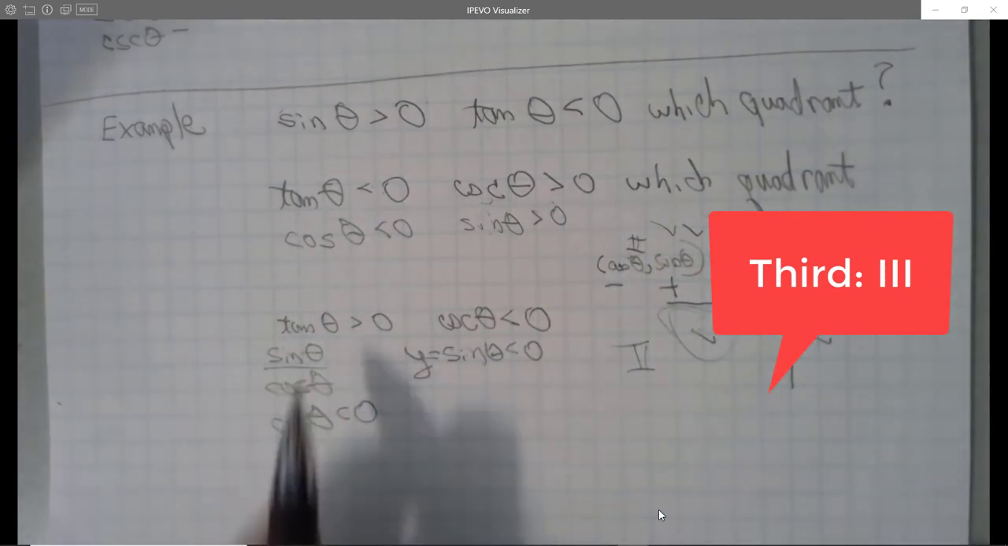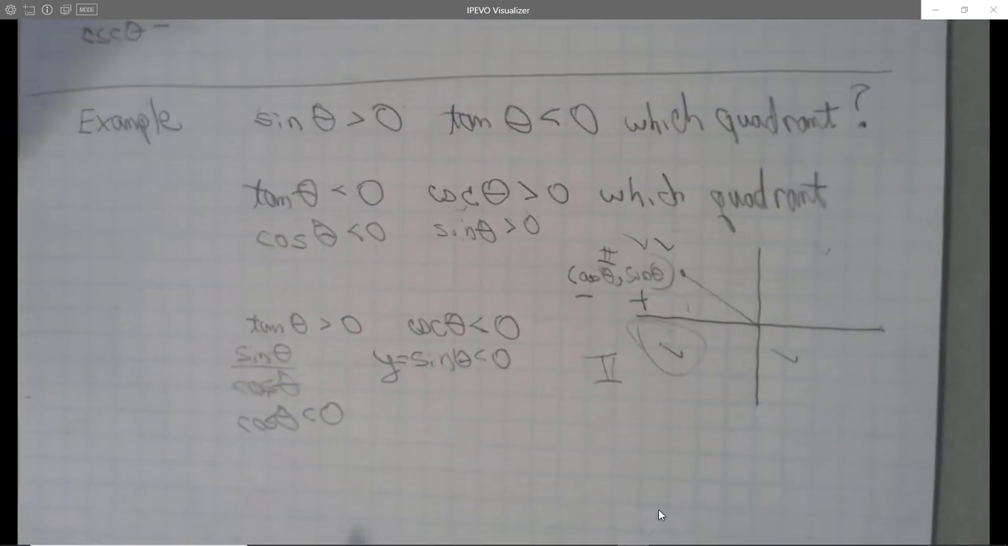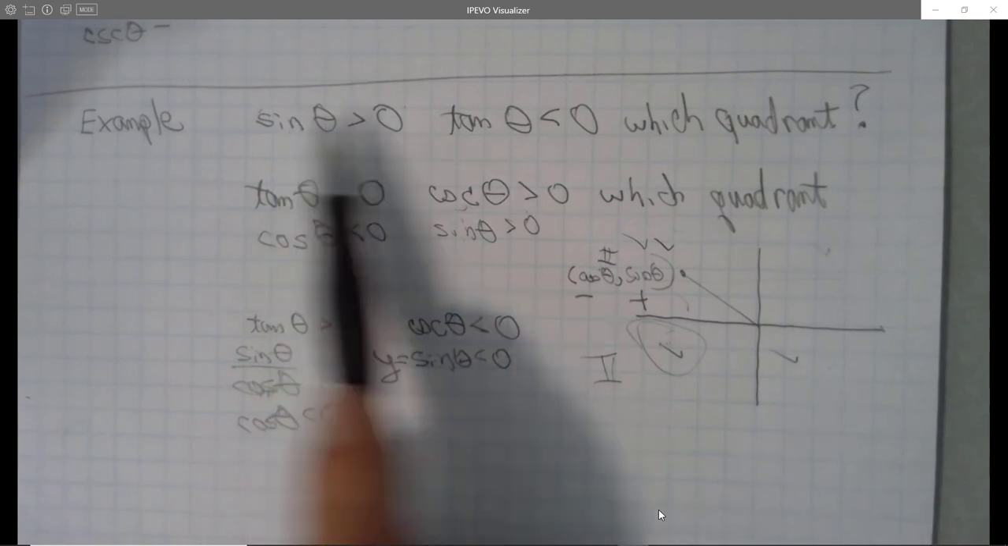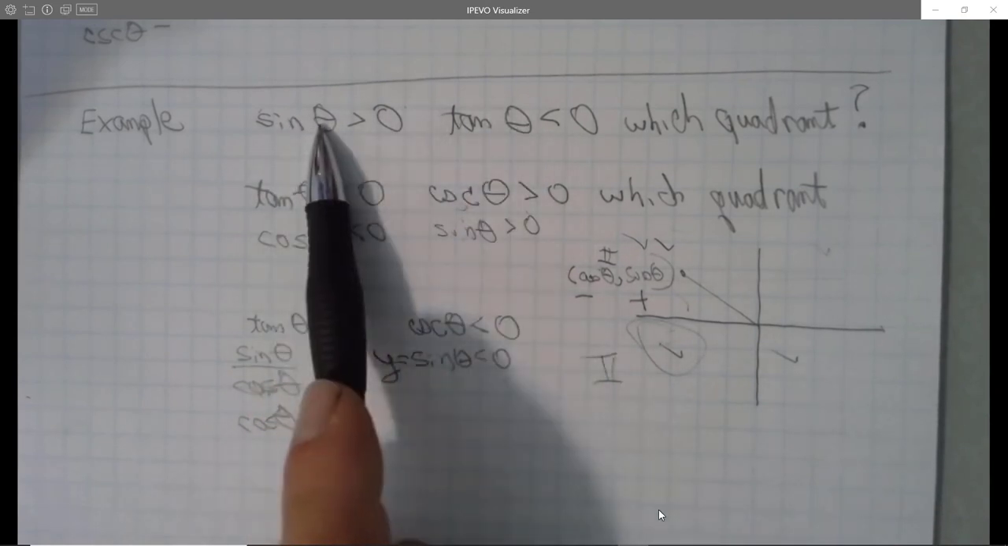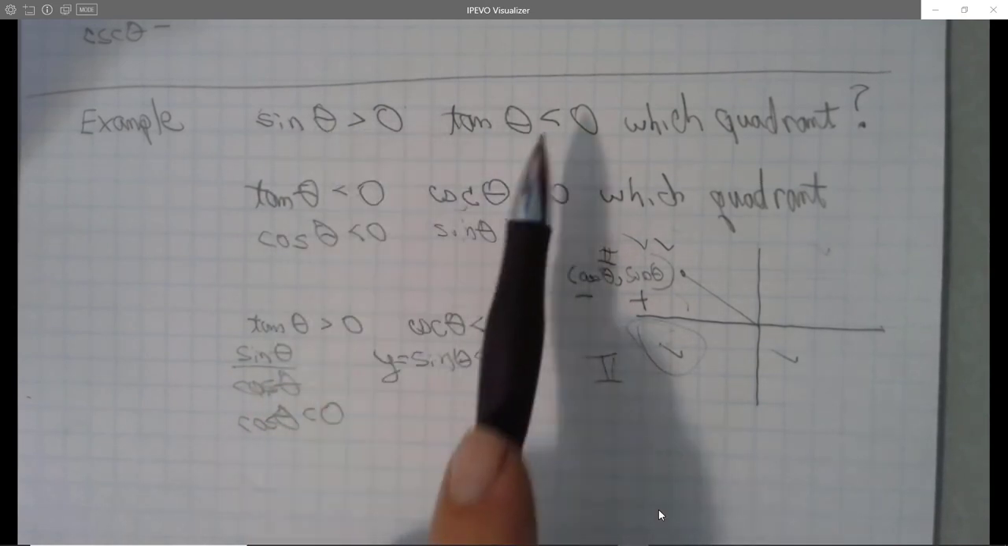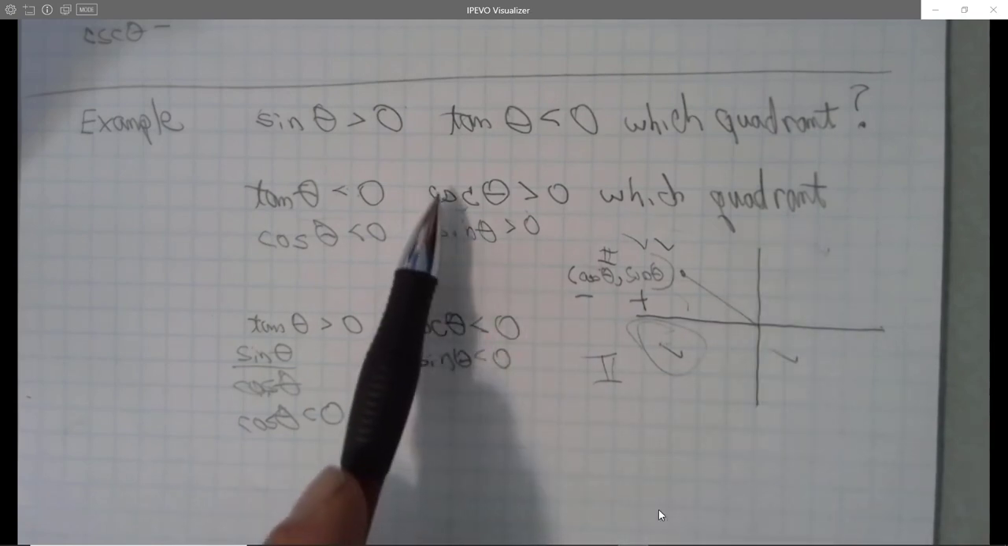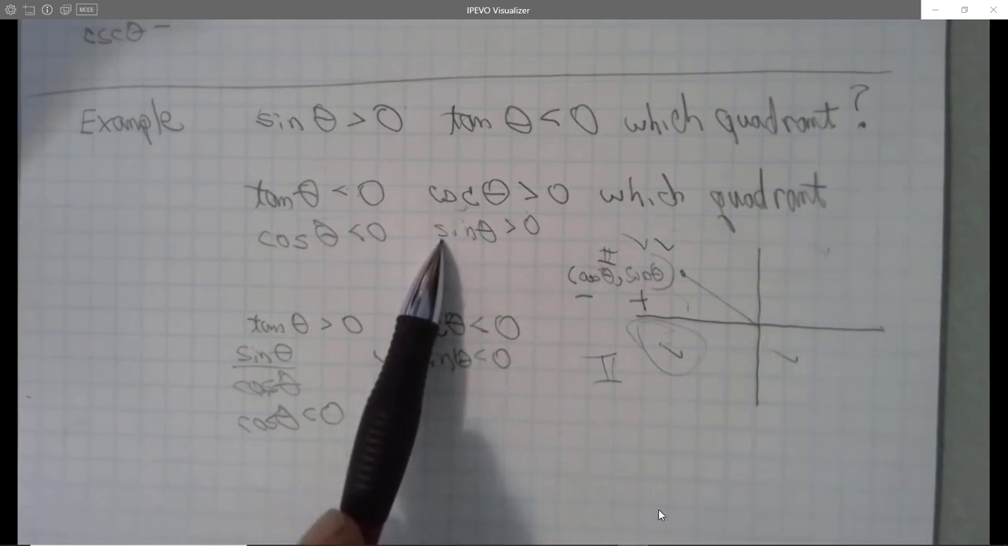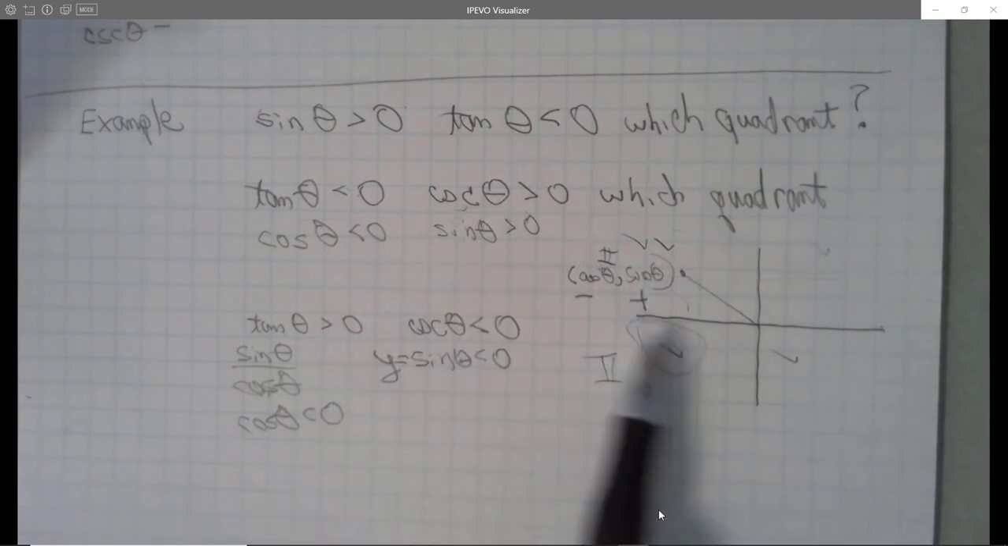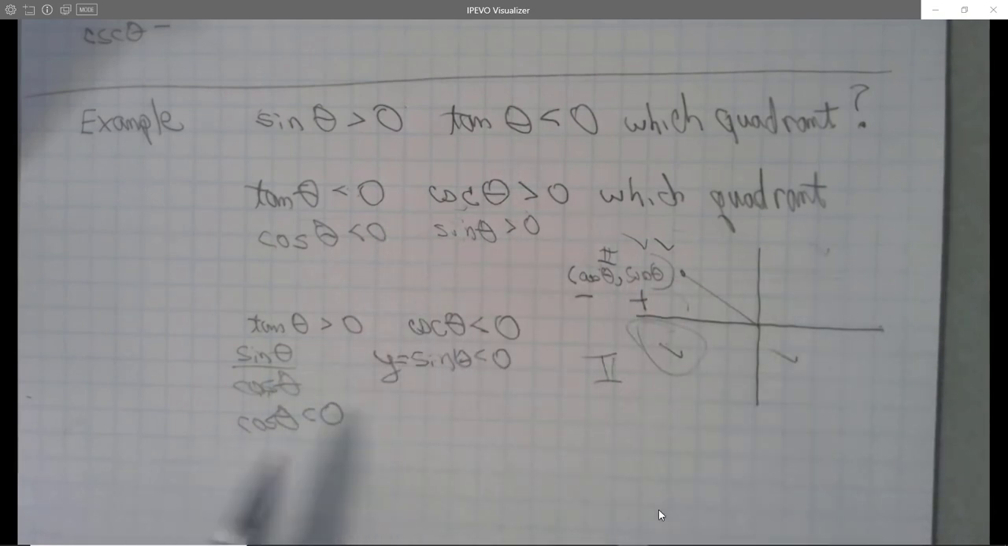So that's how you can solve these kind of problems. If you know whether two functions are positive or negative, as long as one is not just a reciprocal of the other, like the cosecant or the sine, then you're able to determine which quadrant the angle must be in.